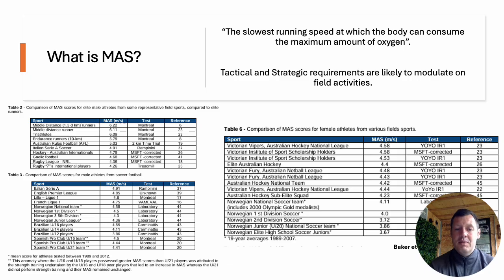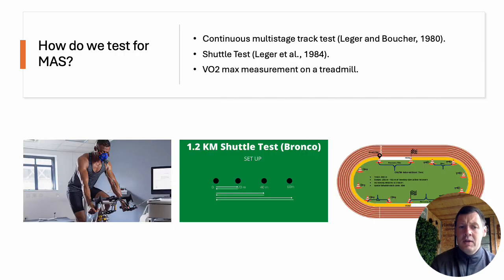And there are some research papers out there that have done position-specific MAS scores as well, so you can have a look at certain positions and what you could expect as a MAS score from that. So it's quite good in terms of giving players feedback once you've done the MAS test and you've got their MAS score ultimately. So how do we collect their MAS score?